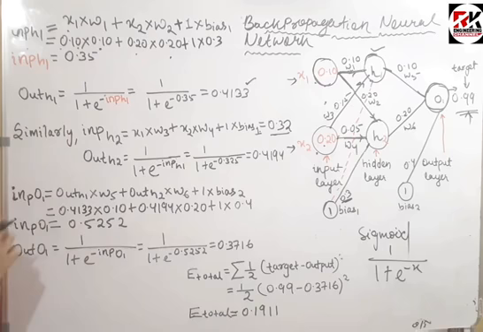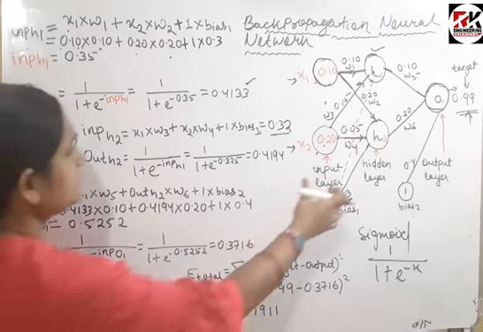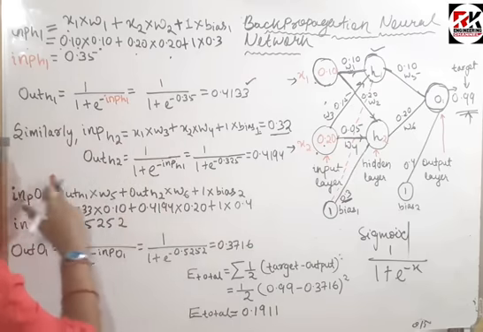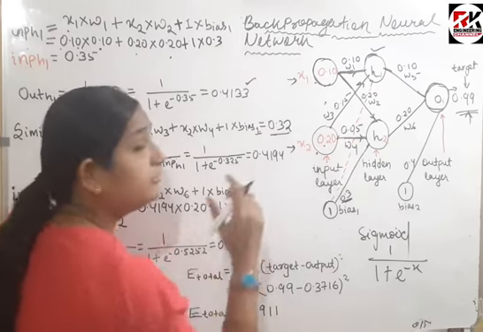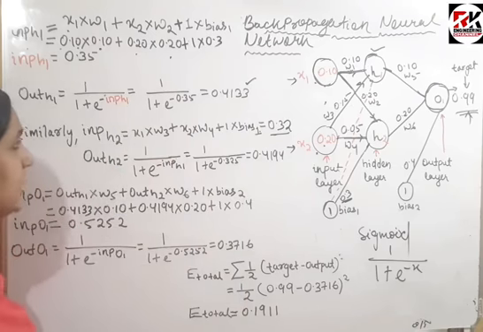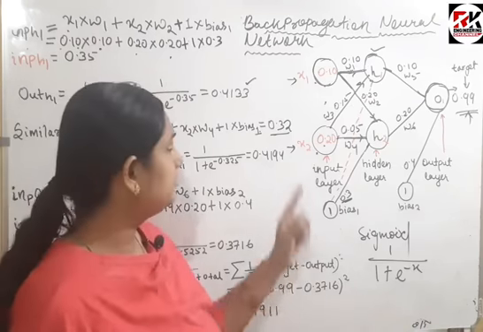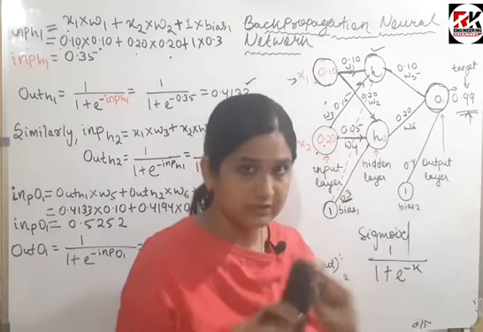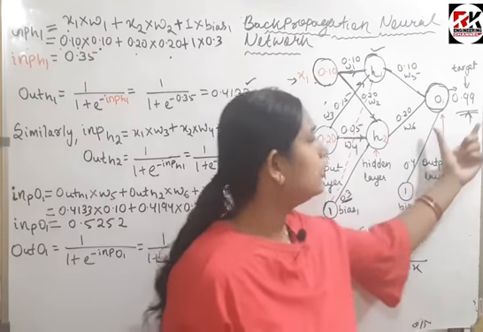Okay, now I have to generate the output for my H2 hidden layer. After application of the same activation function, I will get 0.4194. Okay, so two things are done. Input of H1 and H2 as well as output of H1 and H2 are all set. Now it's time for the output layer.